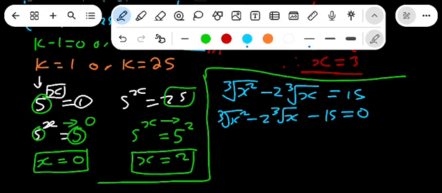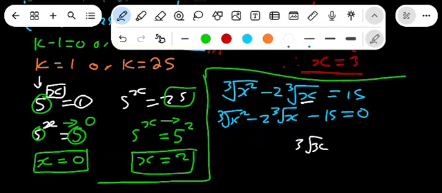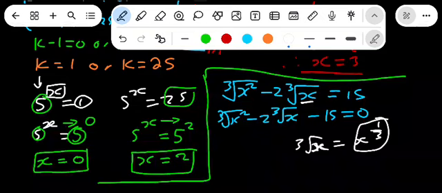Alright, so we must have some hint there. We must try to make this equal to that. Okay, let's just try and expand. We'll see what will be the hint. Here is the hint. So the cube root of x will be the same as x raised to the power of 1 over 3. So this is the hint there.